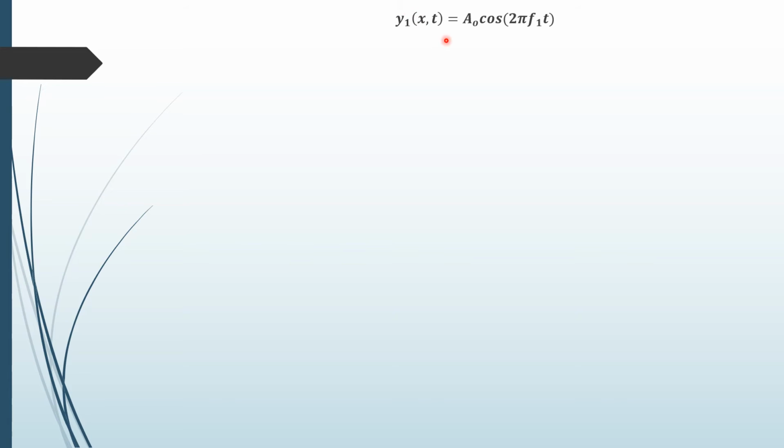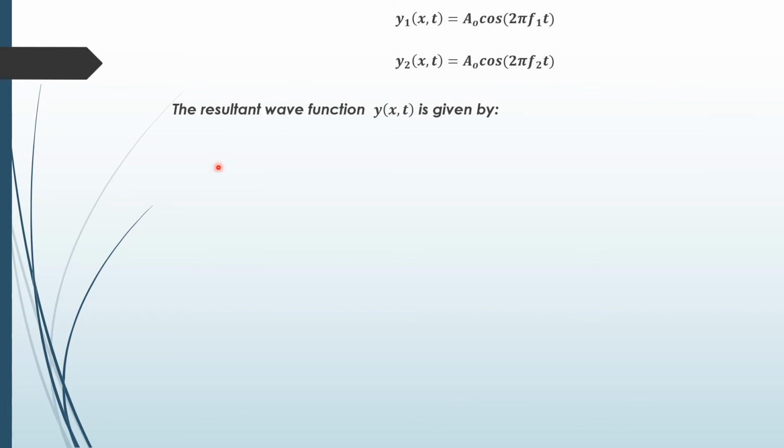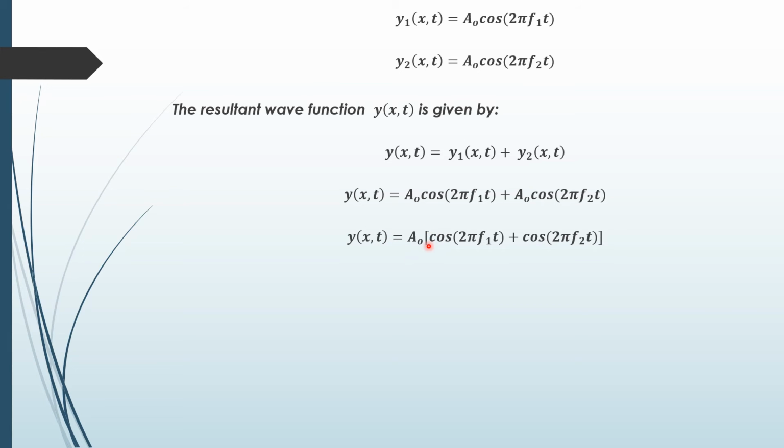Okay, y1(x,t) is the displacement of first wave, which is equal to a naught cos 2 pi f1 t, and y2(x,t) is the displacement of second wave, which is equal to a naught cos 2 pi f2 t. So note that a naught is constant, same, which is the amplitude, but frequencies are different, so we take f1 and f2. Now the resultant wave function y(x,t) is given by y(x,t) = y1(x,t) + y2(x,t). Putting the value of y1 and y2, a naught cos 2 pi f1 t plus a naught cos 2 pi f2 t, or we can write it as a naught [cos 2 pi f1 t plus cos 2 pi f2 t].